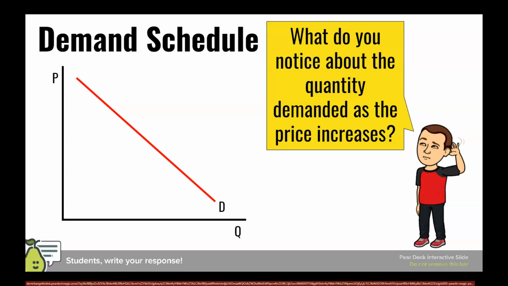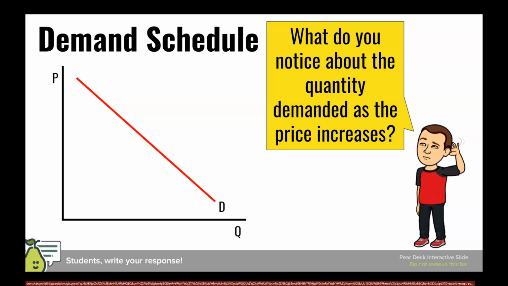So if there are 10 people in the room and the price is $10, maybe only one person wants whatever the good is that we're selling. So the quantity demanded would be 1. But if the price were $1, maybe all 10 of us would want it. And so there would be a quantity demanded of 10. And there's a combination of price and quantity in between those two extremes.